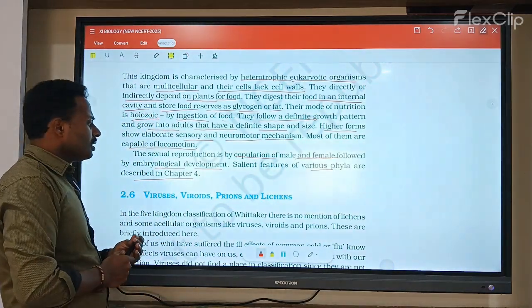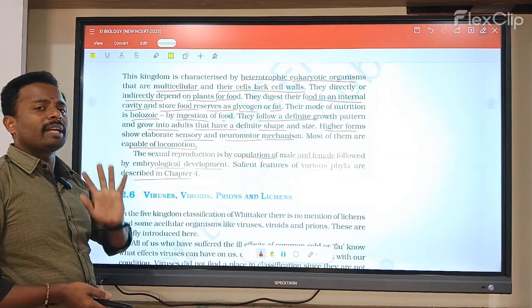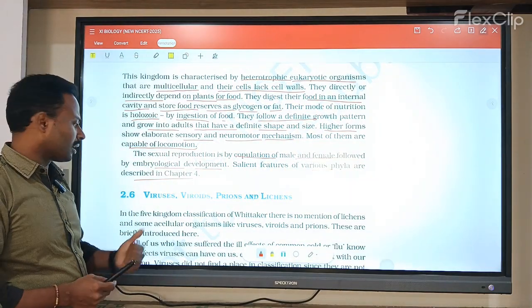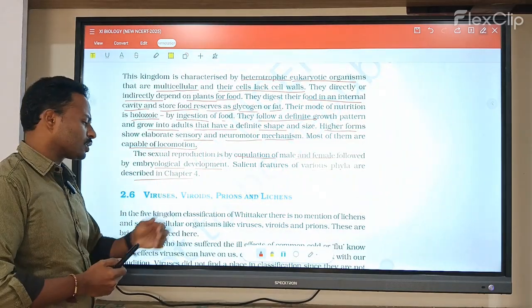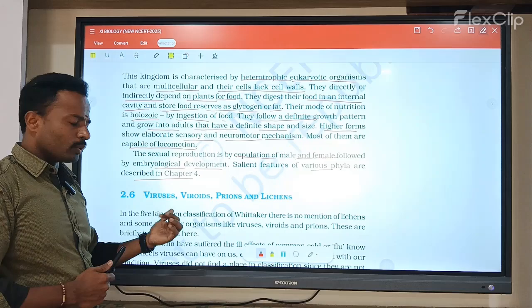After this five kingdom classification, Whittaker did not explain some non-cellular organisms: viruses, viroids, prions, and lichens. These are completely deleted according to NCERT.